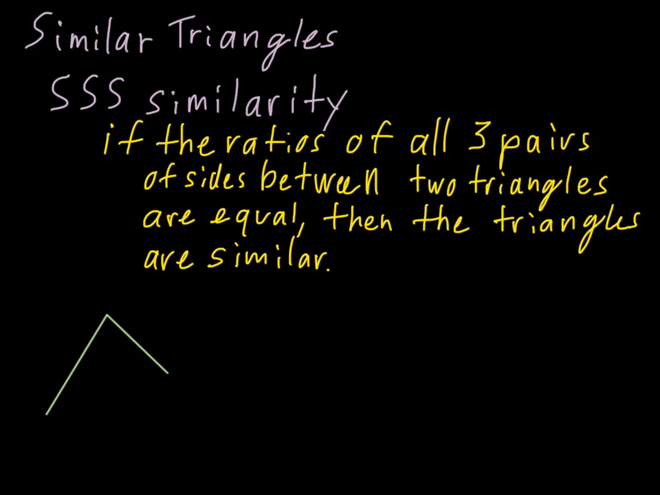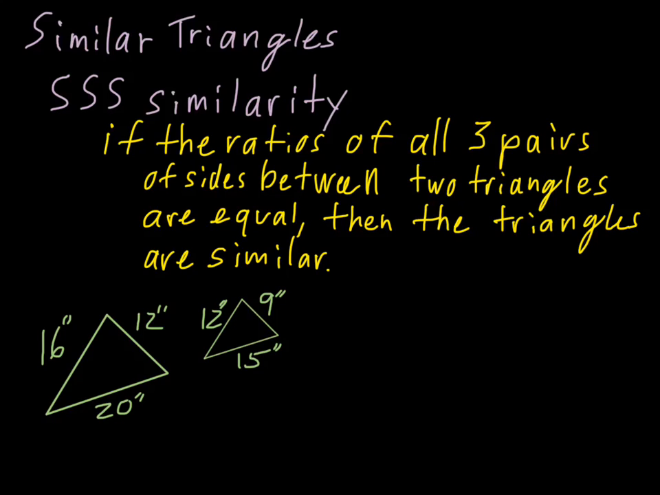Well, what that means is that if you have two triangles and you know their side lengths, like we have one triangle here that has 16 inches, 12 inches, and 20 inches for its sides, and another one has 12, 9, and 15 for its sides, then we can determine whether or not these two triangles are similar. So here's how you would do this.